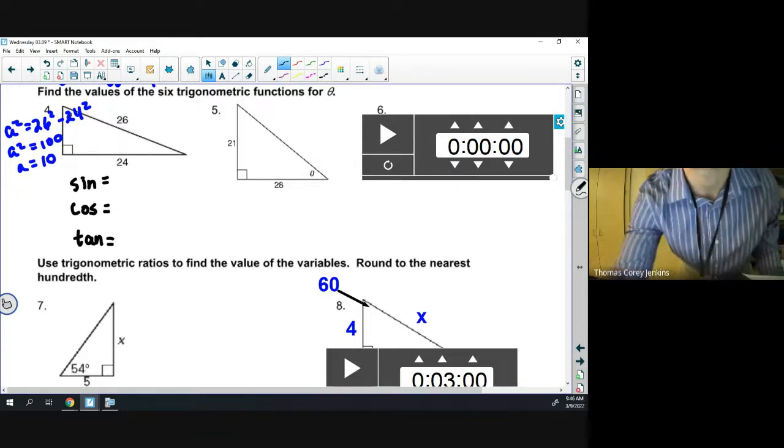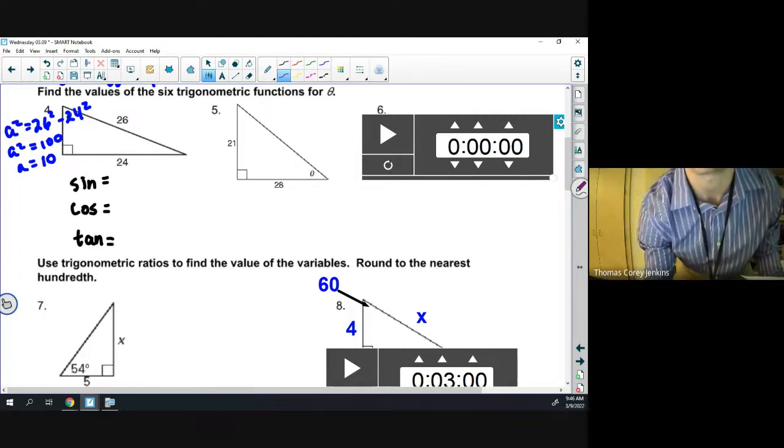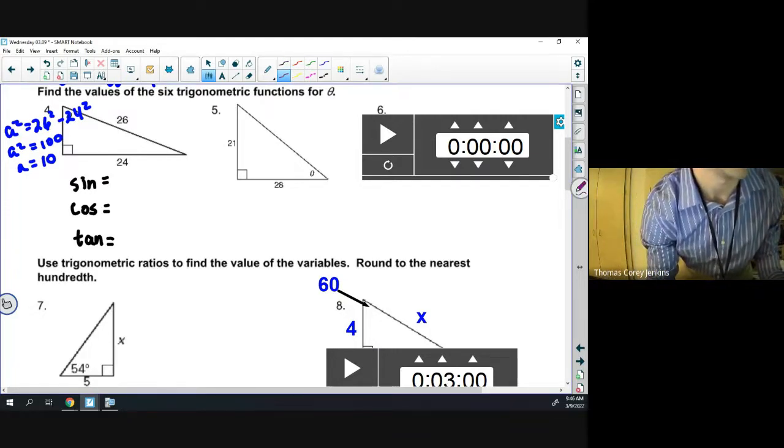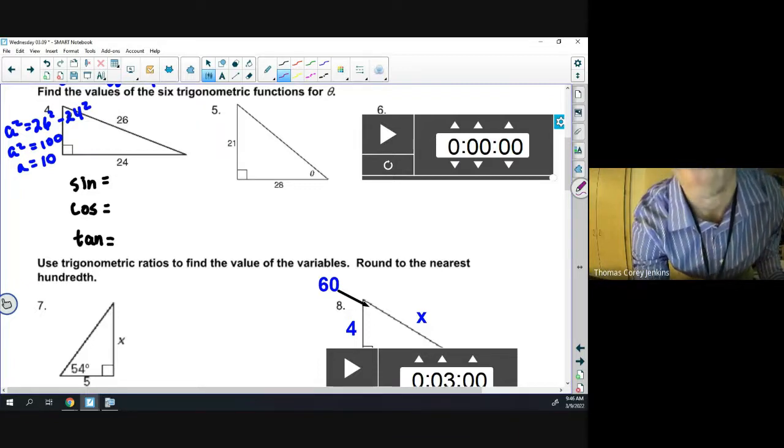All right, can anybody give me sine yet? It can be unreduced. What would sine be? 24 over 26. Very good. Okay, and that reduces to 12 over 13.